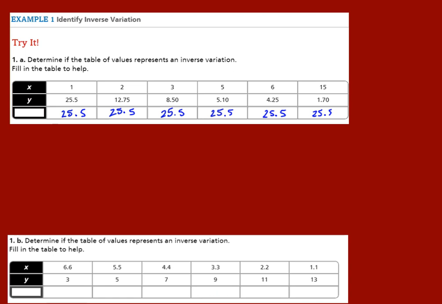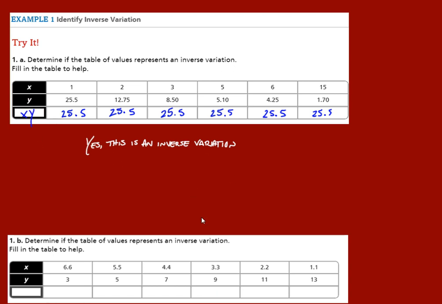So we would say, yes, this is an inverse variation. The x is increasing, the y is decreasing, and the x times y is all constant. And that's what we did down here in this row, x times y.